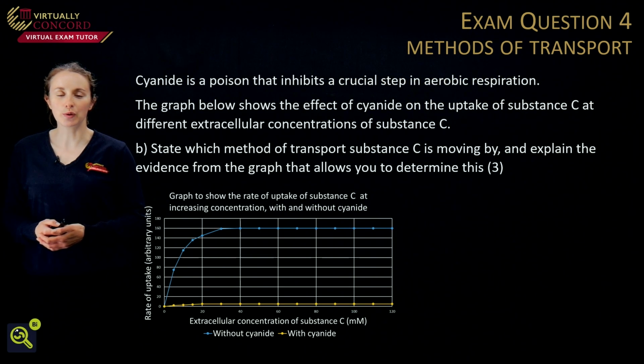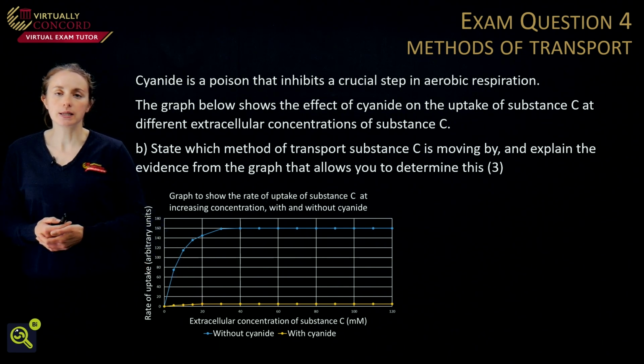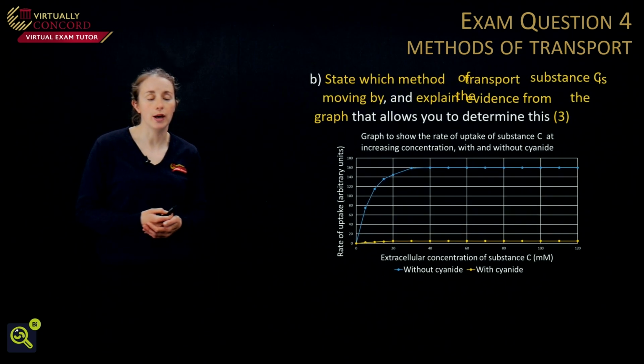The second graph relates to a third substance, substance C, and again you have a graph of extracellular concentration of that substance against rate of uptake, but this time you also have the addition of cyanide. Now cyanide is a poison that inhibits the electron transport chain within aerobic respiration and therefore inhibits the release of energy in the form of ATP.